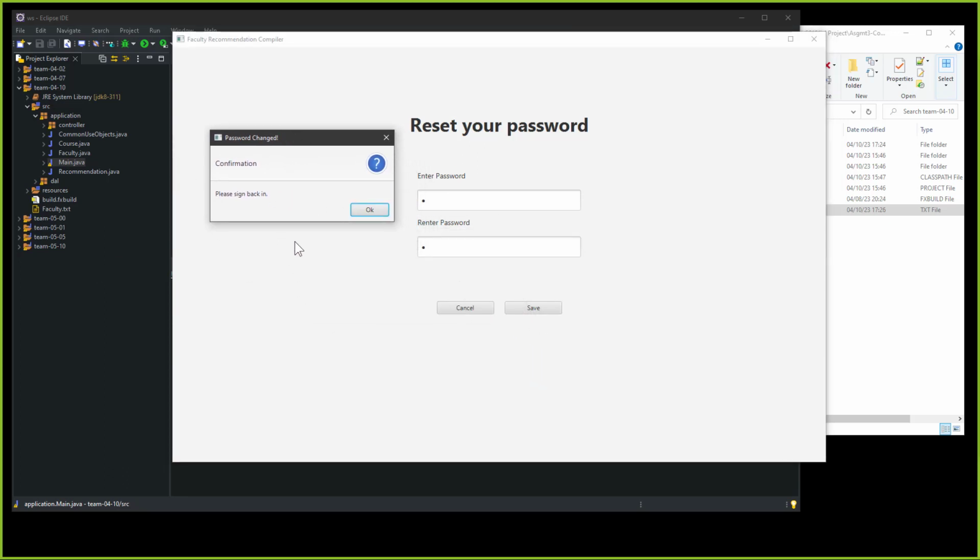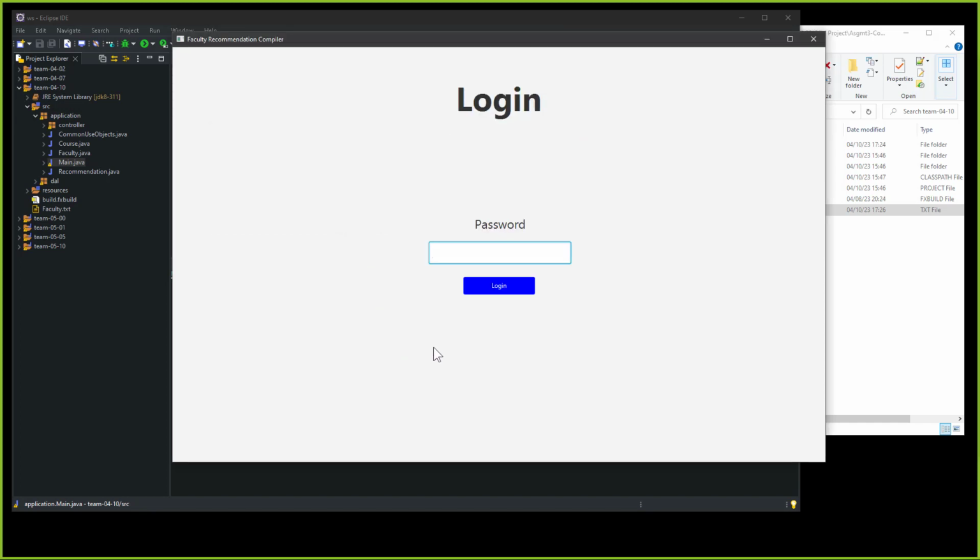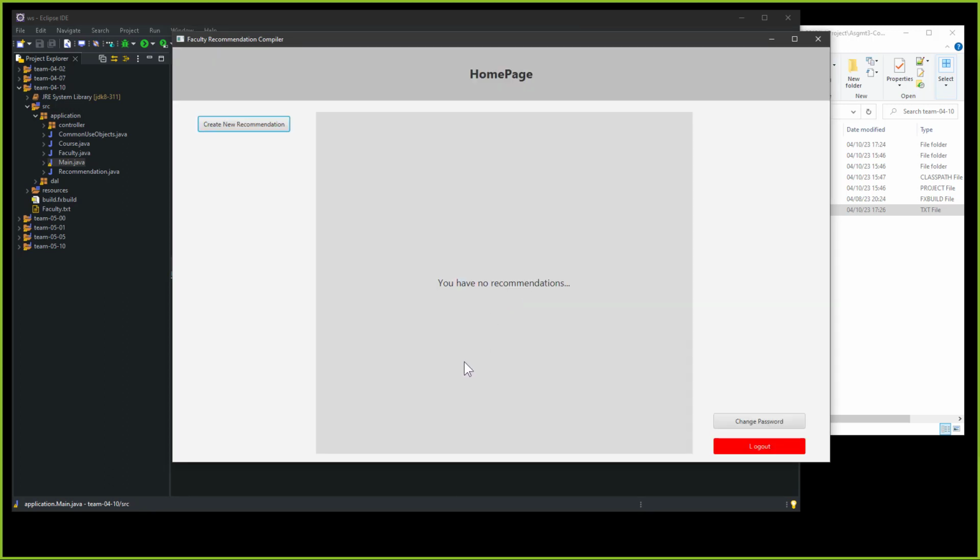Actually, I don't like this pop-up. I would prefer to see some message here. This pop-up is a little bit old school. It goes to here again. We log in with the new login.